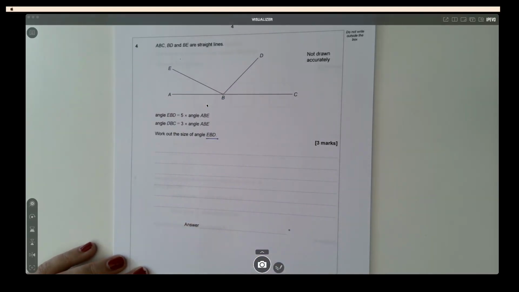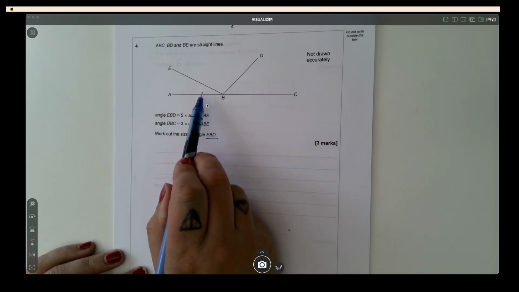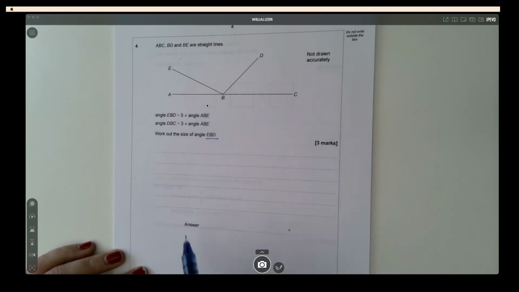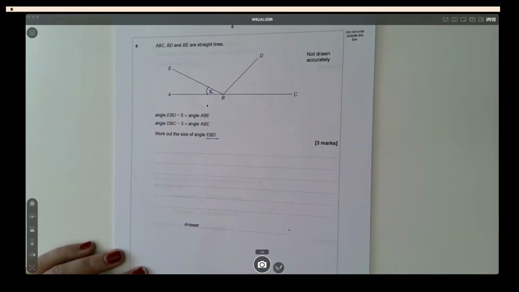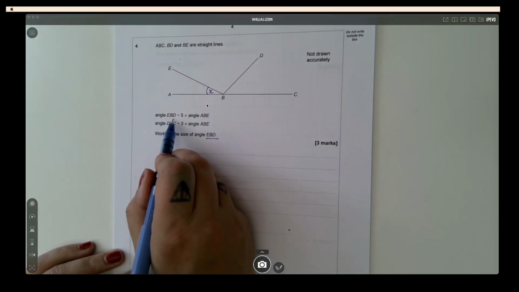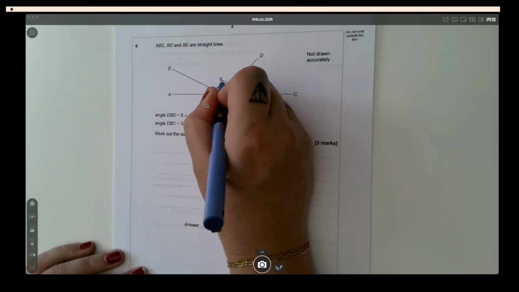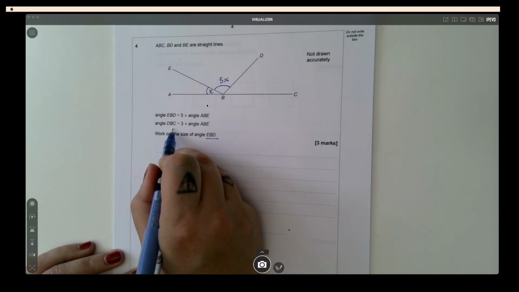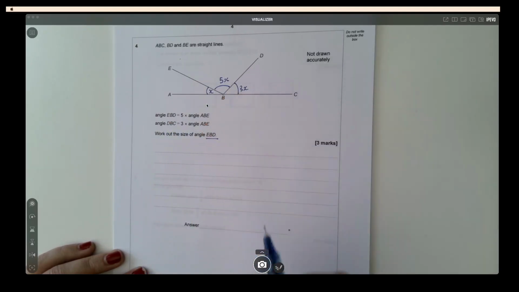So we don't have any numbers here, but we do have relationships between the angles, and we've been given a relationship for both of these angles in relation to this angle here. So let's call angle ABE x. If angle ABE is x, then EBD must be 5 times x. So this angle here is 5x. And then DBC must be 3 times x, which is this angle here.